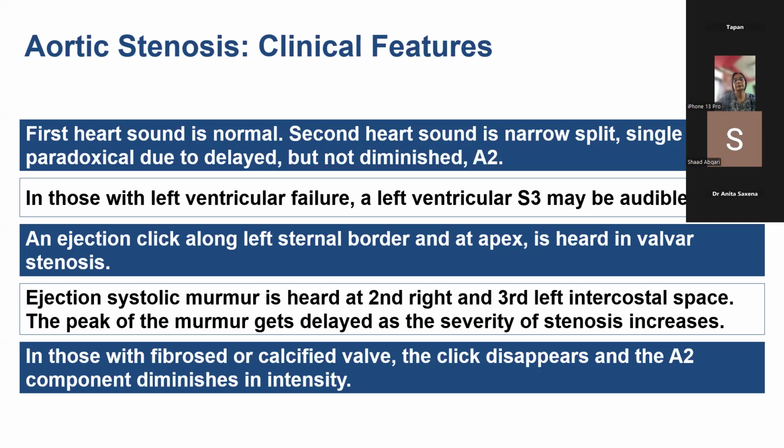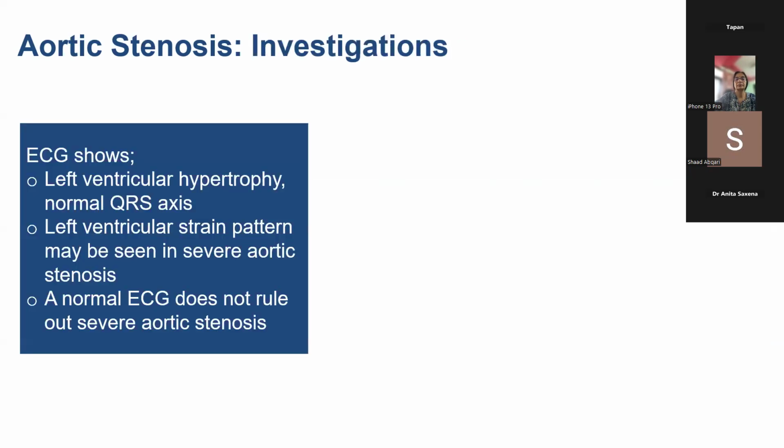Ejection systolic murmur is heard in the second right and third left intercostal space, and delayed peaking would suggest severe stenosis. The more delayed the peaking is, the more severe the stenosis. Of course, if there is calcification or fibrosis, which is rarely seen in our practice, it is more often seen in the elderly and those who are in their 30s and 40s, then the A2 component is going to be diminished. In fact, if there is calcific aortic valve, even the click may disappear. ECG, as expected, can show left ventricular hypertrophy with a normal QRS axis.